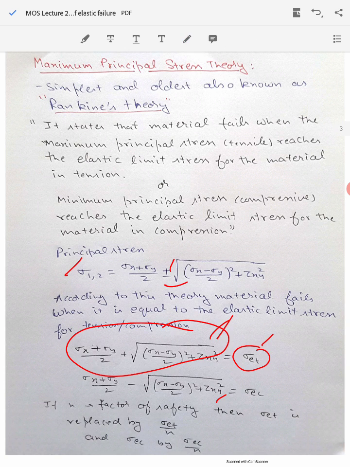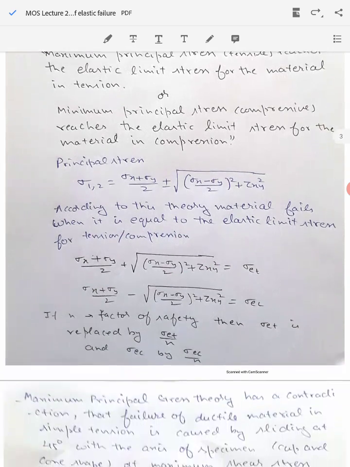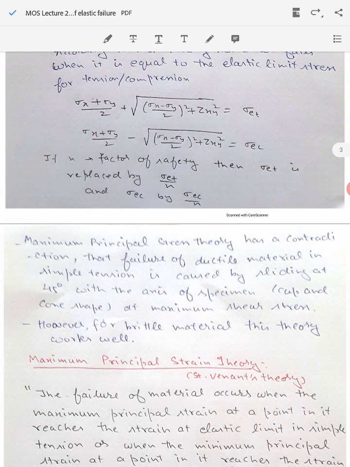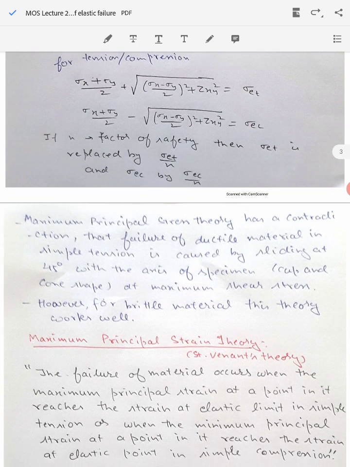This theory, as I told you, works quite well for brittle material, but it has a contradiction: it doesn't work for ductile material. The simple reason is that the failure of a ductile material in simple tension is not caused by the tensile stresses itself. It is caused by shear stresses, by sliding at 45 degrees with the axis of the specimen.